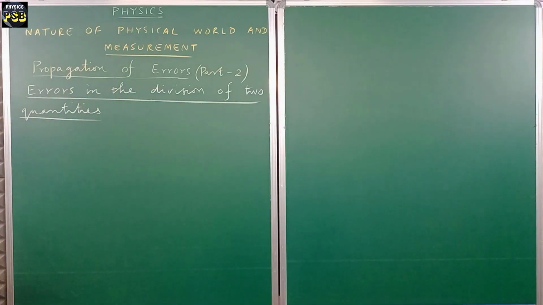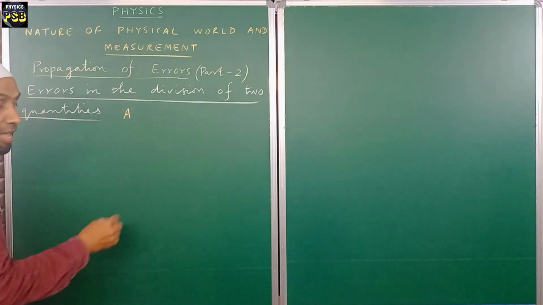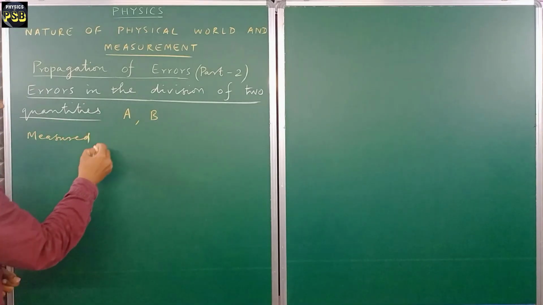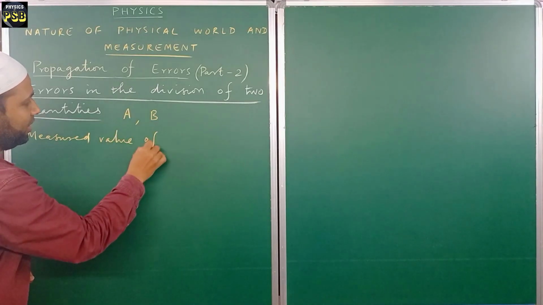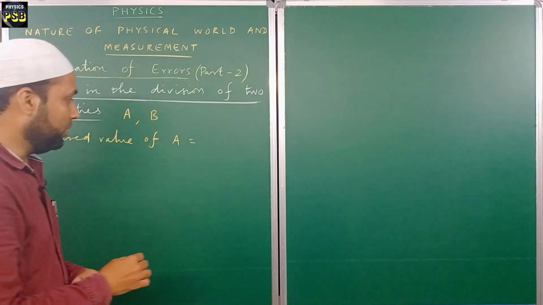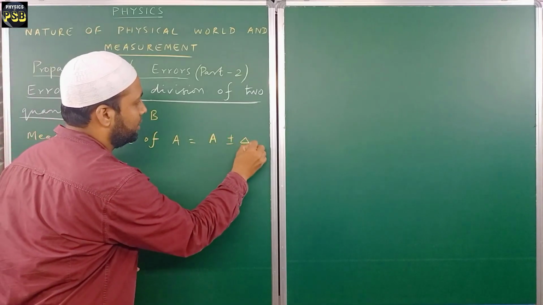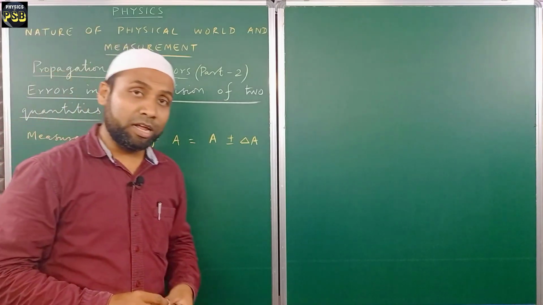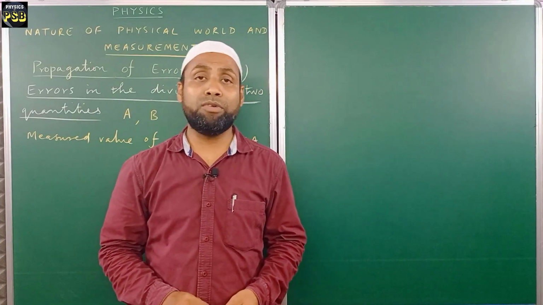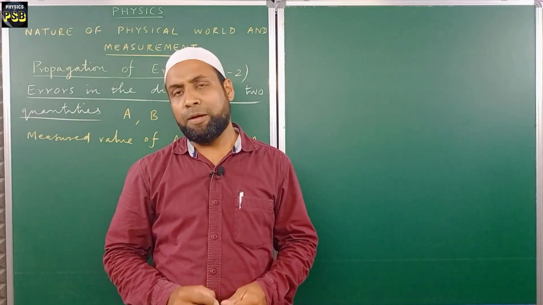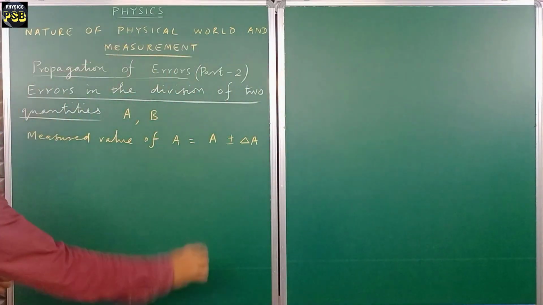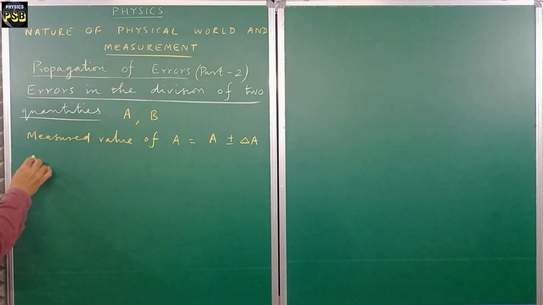For this, I select two quantities, quantity A and quantity B. Here, the measured value of A is found to be A plus or minus delta A. Here, delta A is the absolute error in the measurement of A. What is absolute error? Absolute error is nothing but the magnitude of the difference between true value and the measured value.